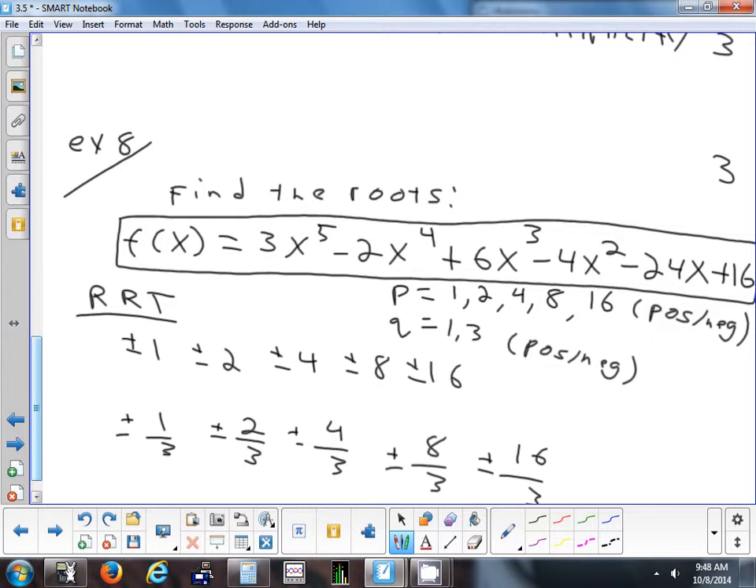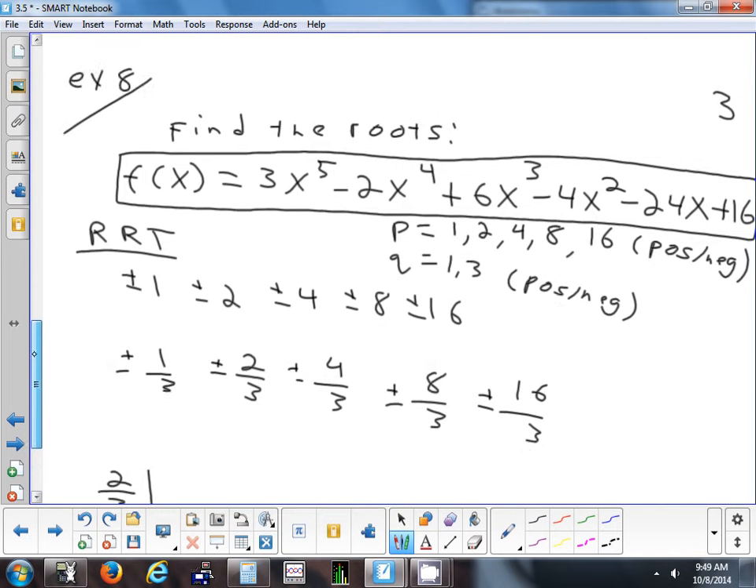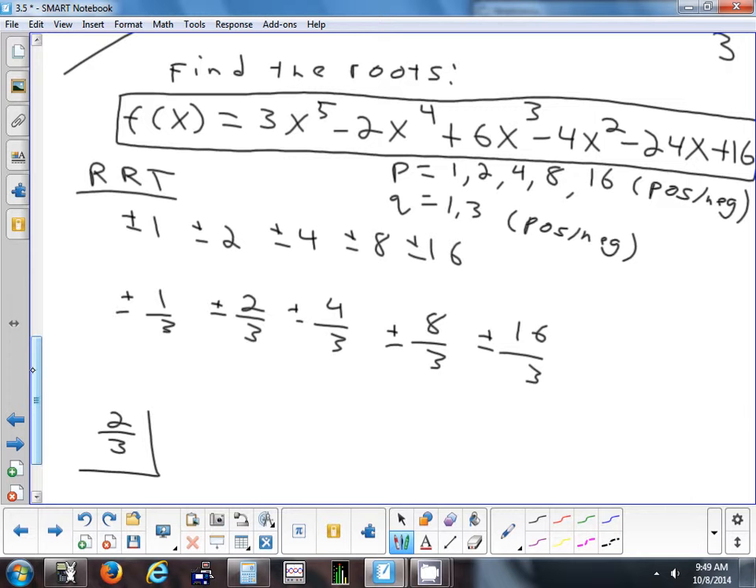So all my rational roots, I've listed the possibilities right here. Okay, if you graph it, it turns out that 2/3 is a root. Okay, you could confirm that just by typing it in and graphing it. Okay, 2/3 is a root. So what I'm going to do is divide through synthetically by 2/3. And luckily 2/3 is real, so we're not going to have to worry about foiling with complex numbers. Okay, so, and let's write down our coefficients. 3, -2, 6, -4, -24, and 16.